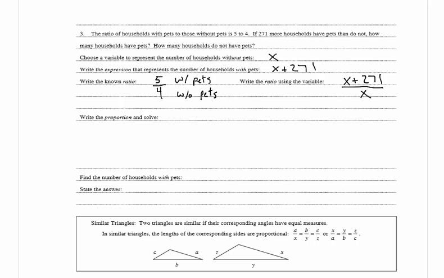And now we want to write the proportion and solve. So we have 5 over 4 is equal to x plus 271 divided by x. And now we're going to cross multiply. So we have 5 times x is equal to 4 times x plus 271.